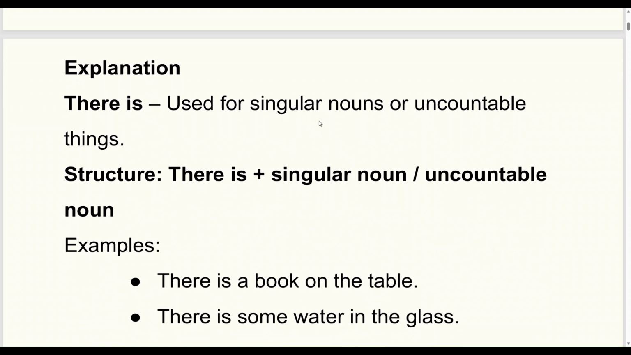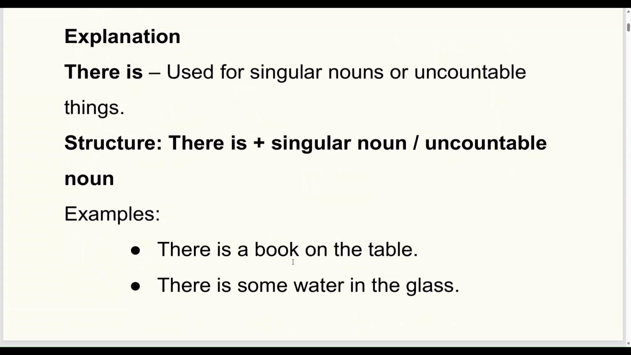When we talk about singular, that is one thing or one person, we use there is. So it can be singular nouns and uncountable nouns, uncountable things as well. So, for example, there is a book on the table. There is some water in the glass. Water is uncountable. We can't say one water, two water, etc. So, we use there is for uncountable things.